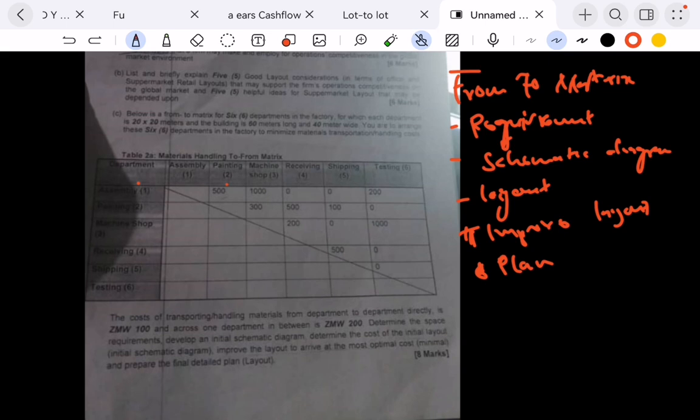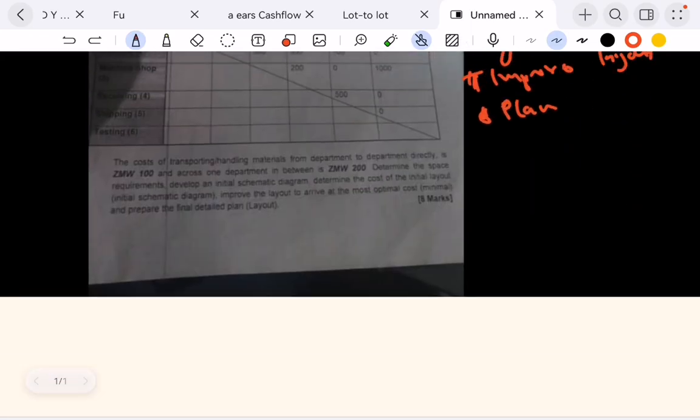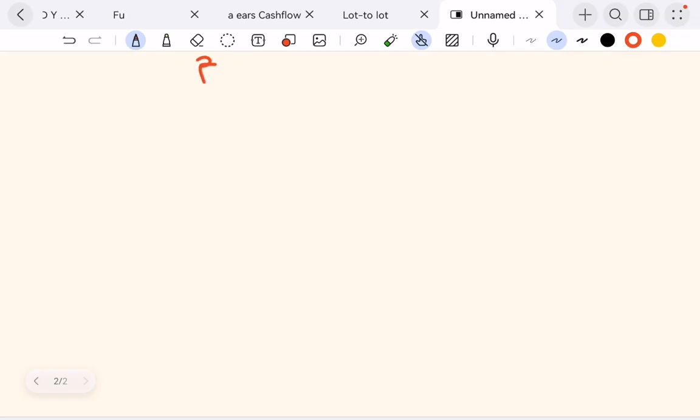So determine the space requirement, develop an initial schematic diagram, determine the cost of the initial layout, improve the layout to arrive at the most optimal or minimum cost, and prepare the final plan. I've already explained what we are going to do, and then we come to the plan, how we can minimize the cost. So the first thing is that we will have the process layout.